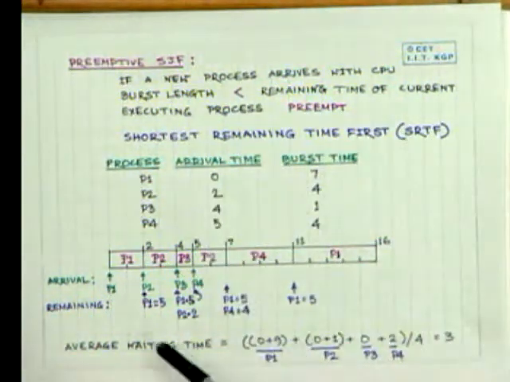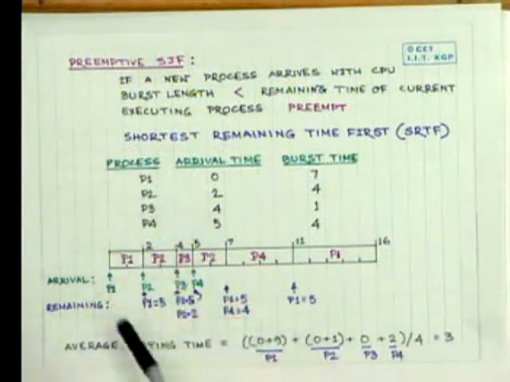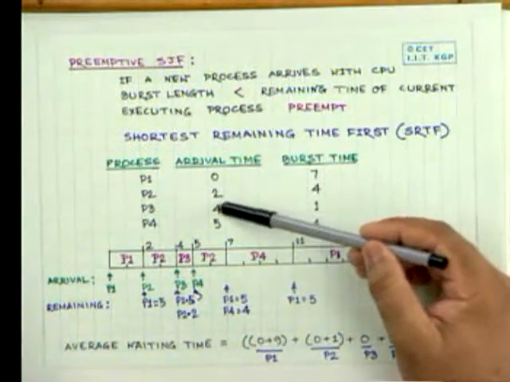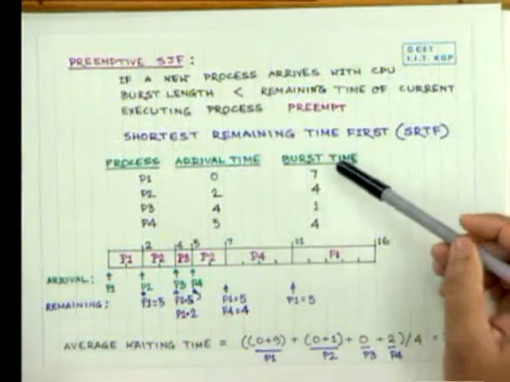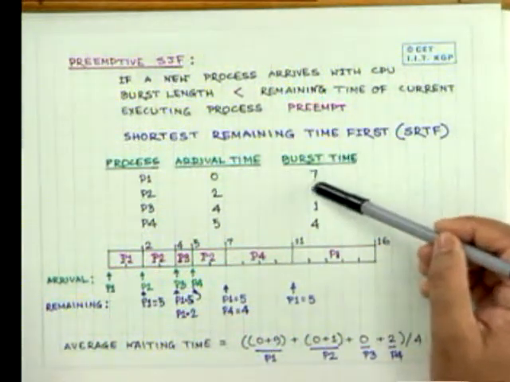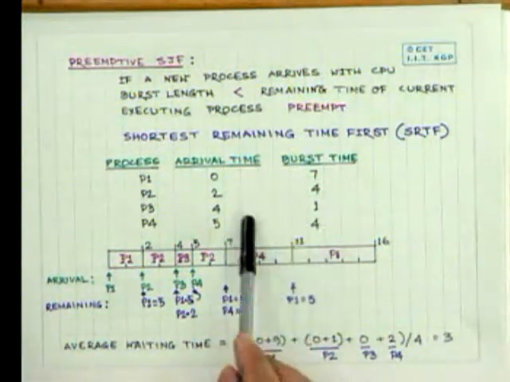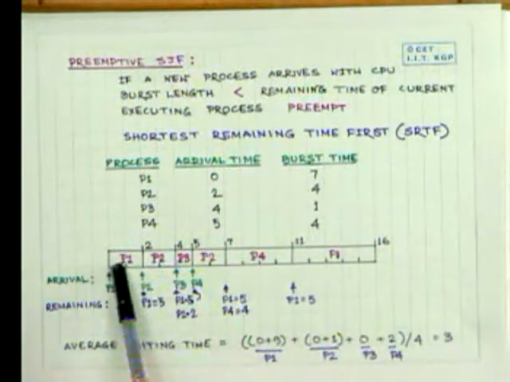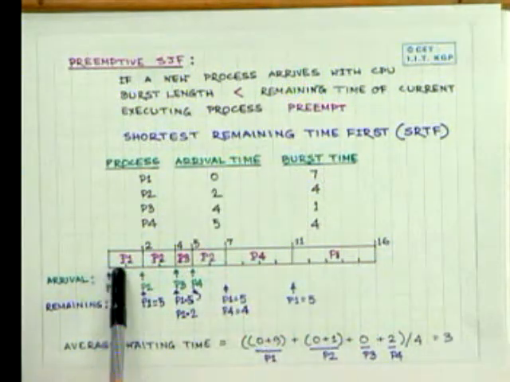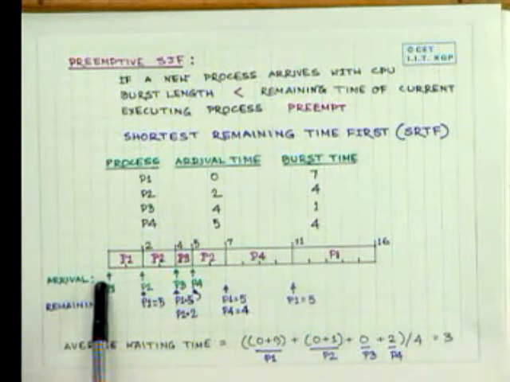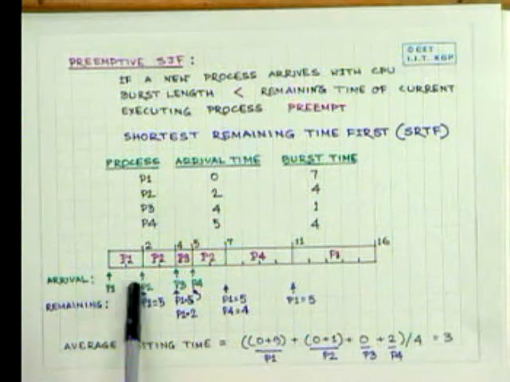Let us take an example here. The processes P1, P2, P3, P4 have arrival times 0, 2, 4, 5 respectively. The CPU burst times are 7, 4, 1, 4 units, say milliseconds. Let us see how, as per SRTF, the processes will be scheduled. P1 has arrived at time 0, therefore P1 gets the CPU.